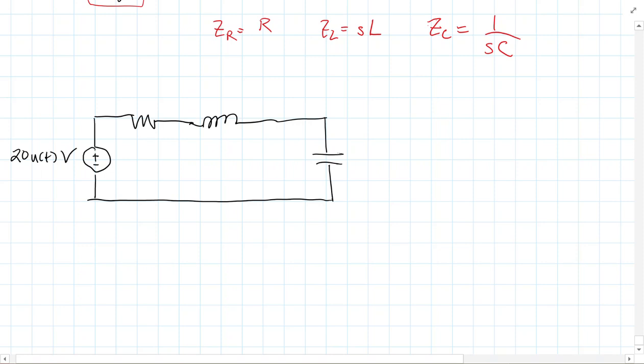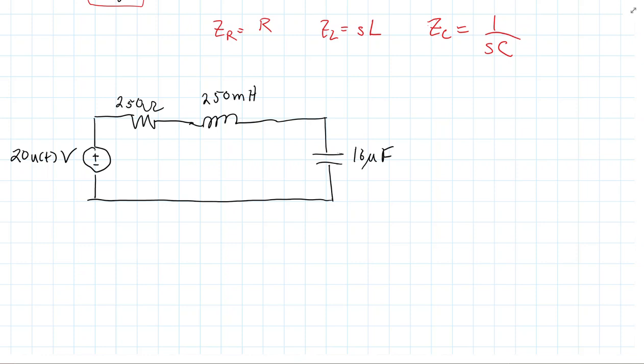So we've got a voltage source that's 20 u(t). We have a 250 ohm resistor, a 250 millihenry inductor, and a 16 microfarad capacitor. Okay, so we now have to go through and do all the work here.